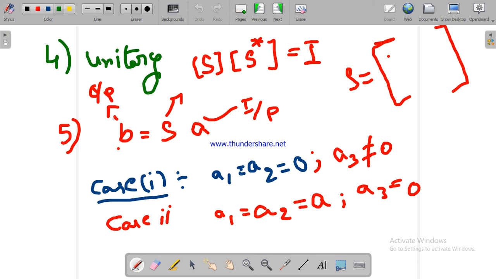And we can take our outputs at B1, B2, B3, B4. Okay, 4 ports. So for that, S into A. Then we get B1, B2, B3, B4. What do the outputs mean? At port 1 we get B1, at port 2 we get B2 output, at port 3 B3 output, and B4 at the fourth port output.